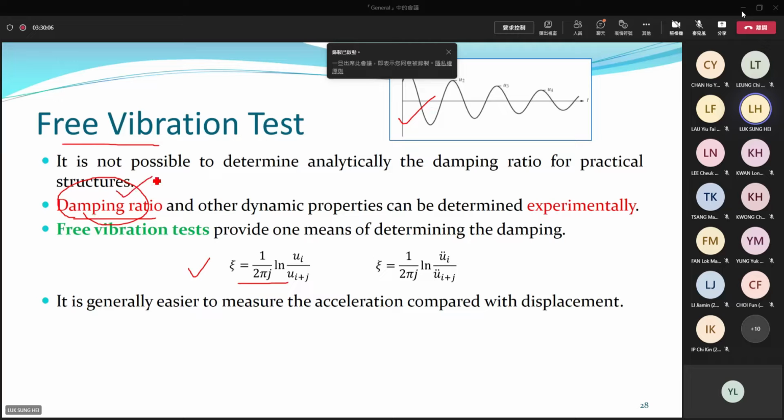Because you cannot calculate damping ratio directly using the structural property. Different from stiffness. For stiffness, you have some chance to calculate it using EI, these kinds of things. But damping involves many mechanisms, right? Heat loss, friction, yielding, etc. There is no easy way to calculate damping directly. So alternatively, we can calculate damping using free vibration test. Using the displacement response, then you can calculate damping.